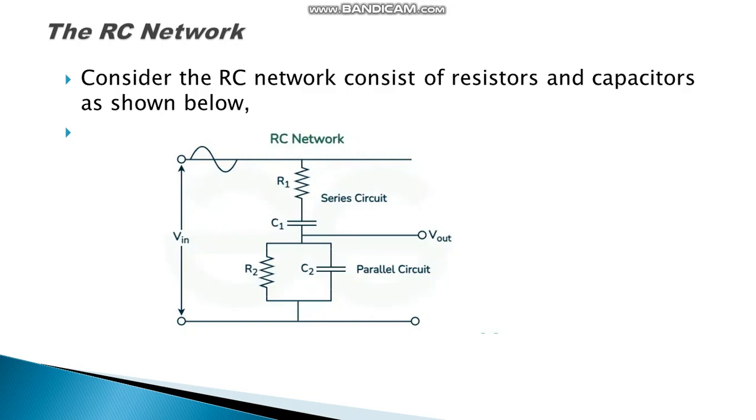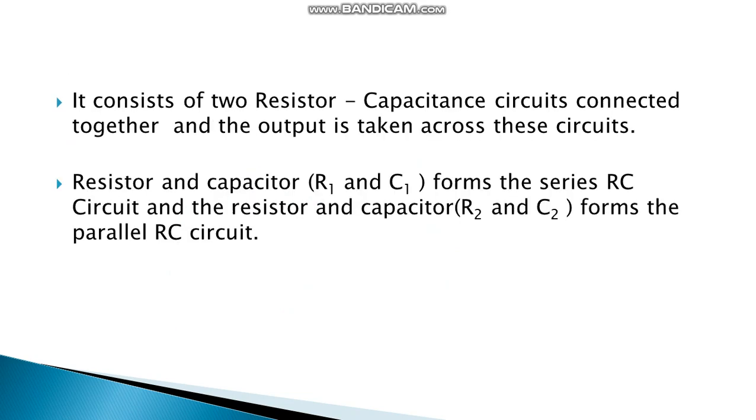So consider this RC network. It consists of resistors and capacitors as shown in the figure. The above circuit diagram consists of two resistor capacitor circuits connected together, and the output is taken across this circuit. Resistor and capacitor R1 and C1 form the series RC circuit, and the resistor and capacitor R2, C2 form the parallel RC circuit.